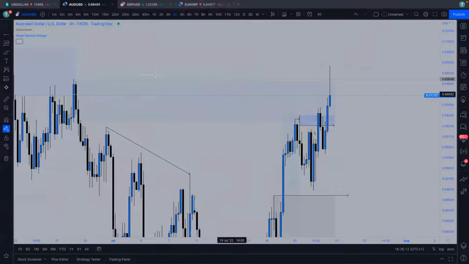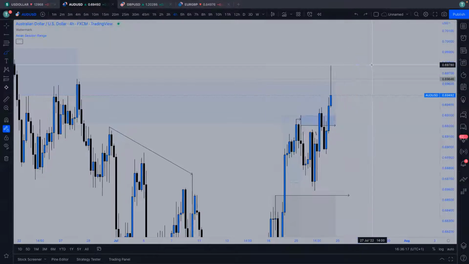But again, just going to be looking for basic pullbacks and then continues to take out these wicks.